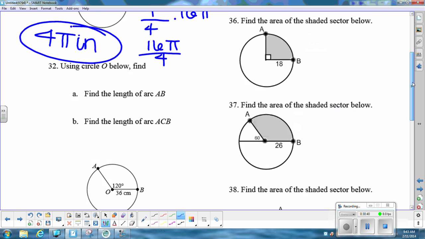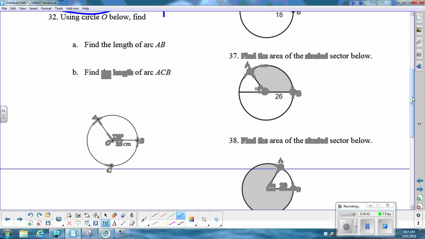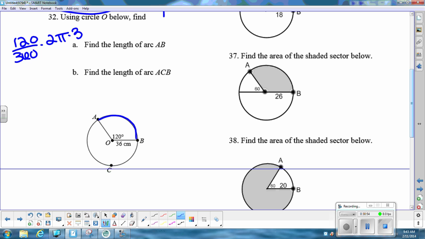32. We have two pieces here. First part is we have to find the length of this arc. Our central angle is 120. Divide that by 360 times 2 pi times 36. Well, 120 divided by 360 is 1/3, so this is 1/3 times 72 pi over 1. And then 72 pi divided by 3 is 24 pi, and then our units are centimeters.